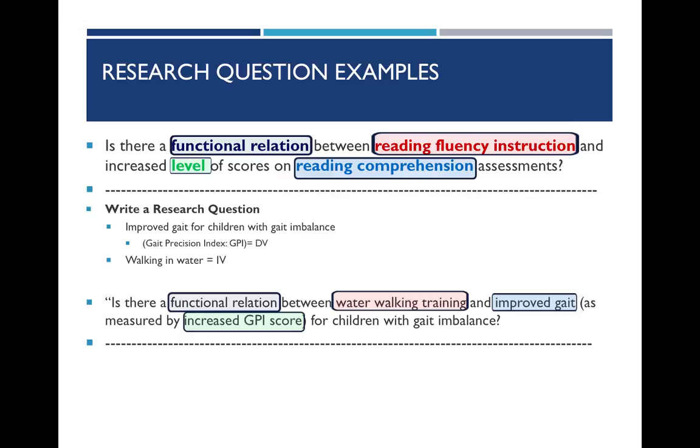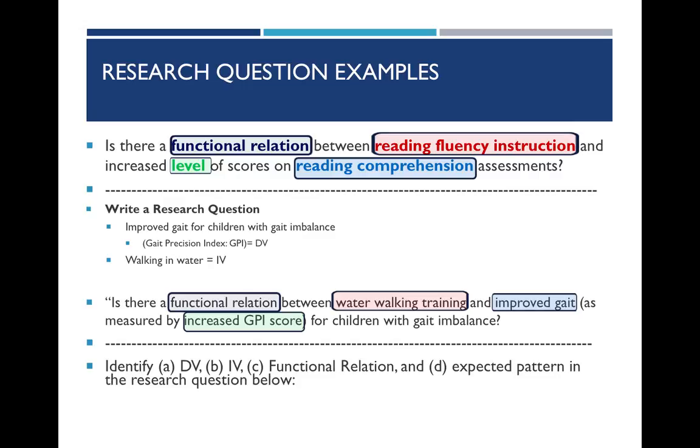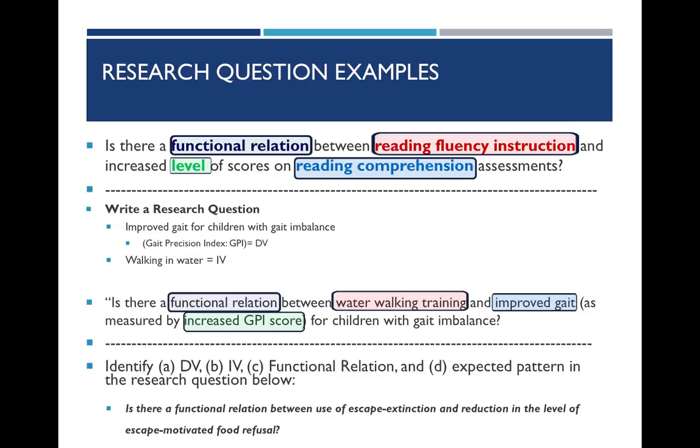The basic idea is, rather than focusing on research questions that are very global in structure, focus on research questions that have a level of precision that is much more helpful both to readers of journal articles and readers of grant applications. Try the same structure again in terms of writing and looking at a research question, but in this case, let me give you a question and have you identify dependent variable, independent variable, functional relation, and expected pattern. So read this research question.